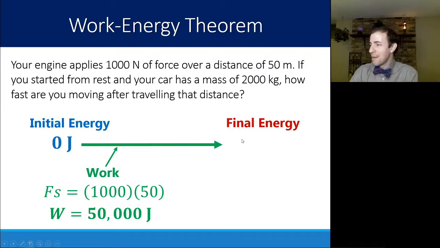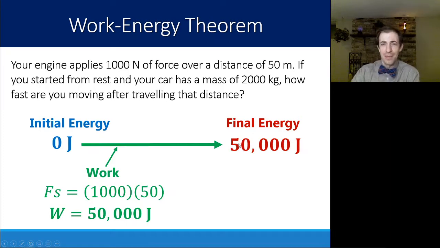So if I started with 0 joules of energy and this engine produces 50,000 joules of work, that means I have added 50,000 joules to my system, so my final energy is now 50,000. That is really useful and interesting to know, but that's not actually what I'm asked here. I was asked, how fast are you moving after traveling that distance? This final energy I know is kinetic energy. I didn't gain height in the process, so all of this energy is kinetic.